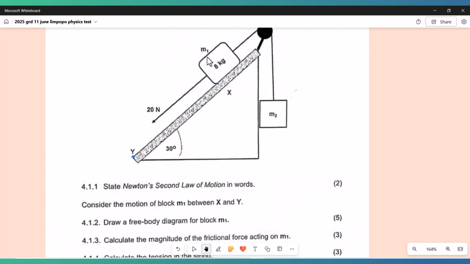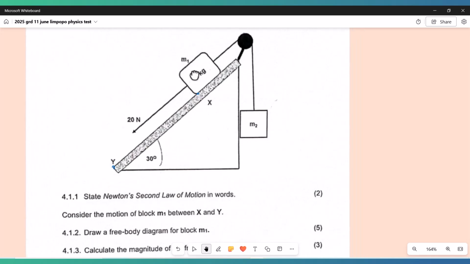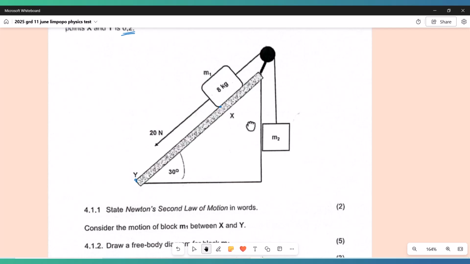Now this block M1 is on the incline. We want the free body diagram, okay? So now this is what we have here. What do we have to do? Now our block M1 has got weight, guys. That's what you see here as my green arrow. It has got this weight.